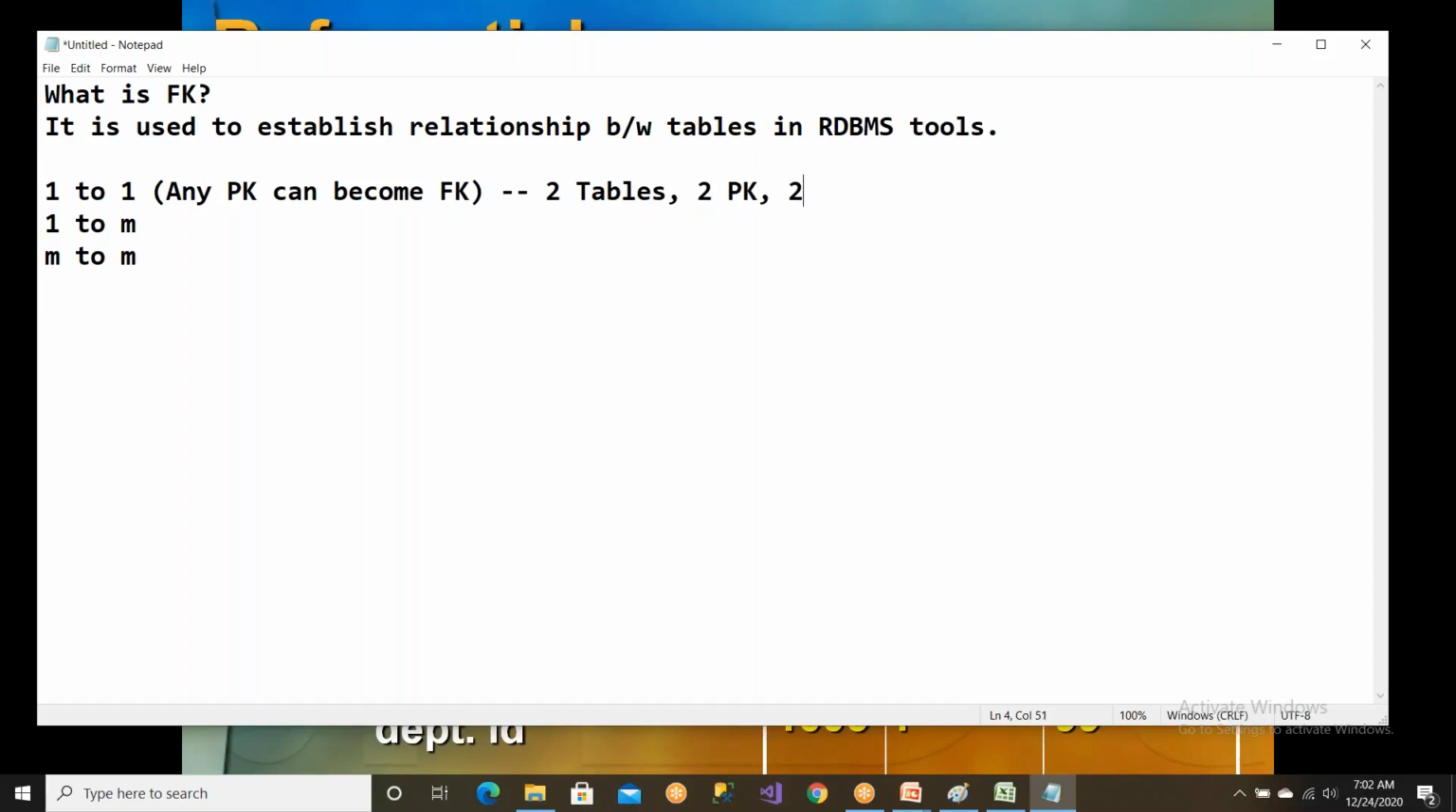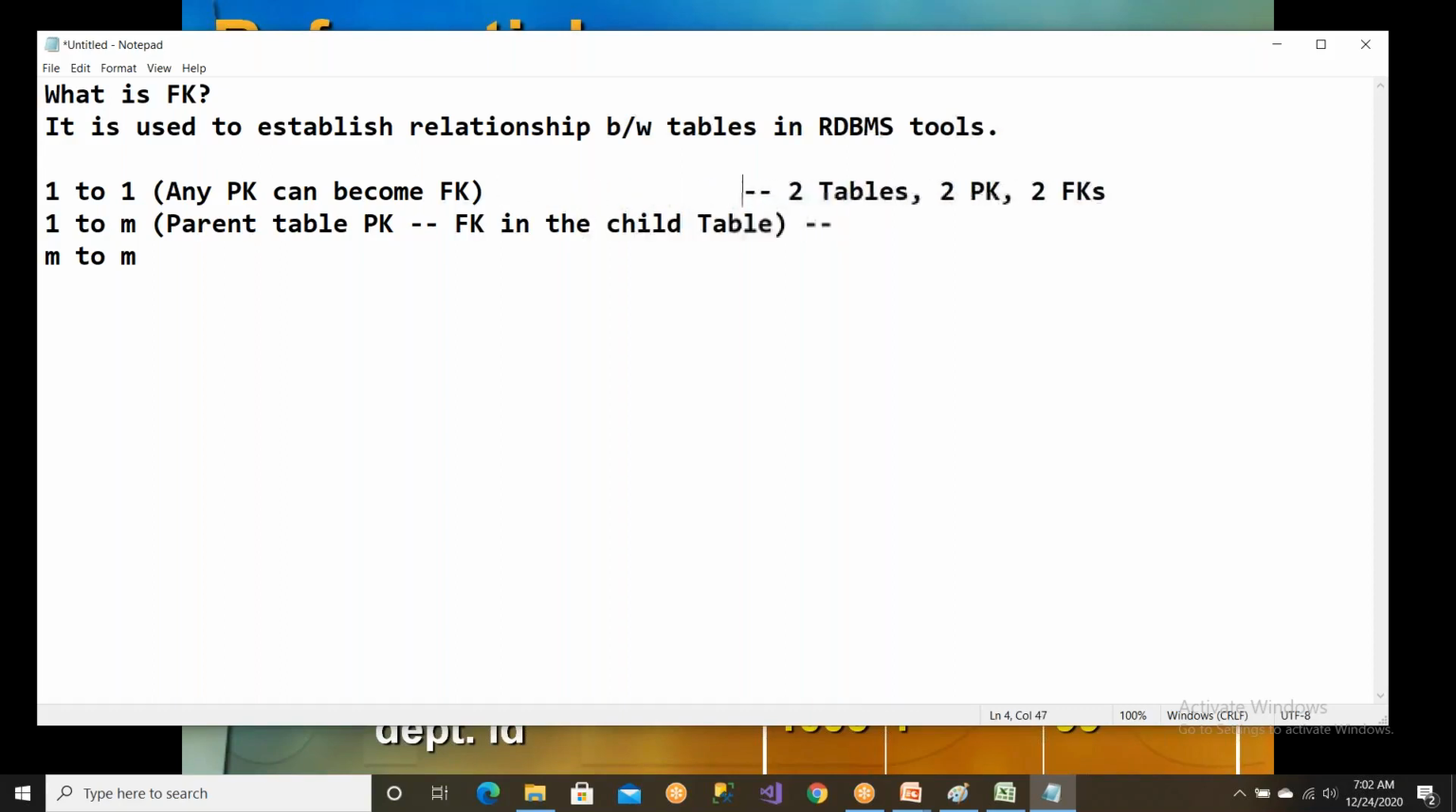I told you we can have only one foreign key, but everybody recommends you create two foreign keys here. Now for one-to-many, what will happen? The parent table primary key can become a foreign key in the child table. So this is the point here. Clear? And here we have two tables and two primary keys, but the foreign key is only one, that too from parent to child, P to C.